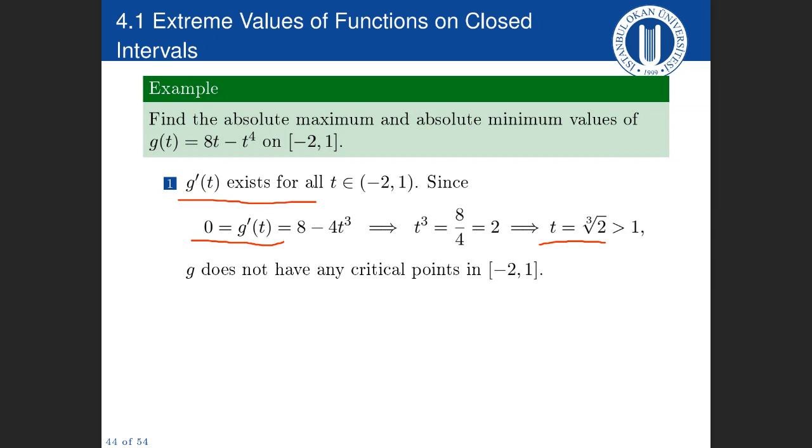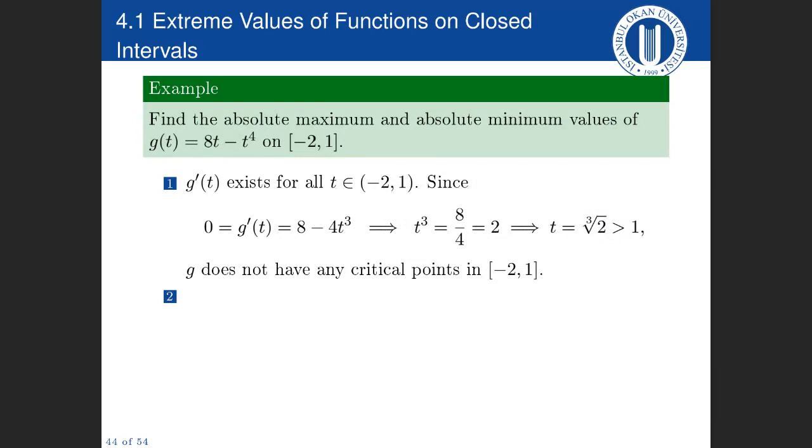But the cube root of 2 is bigger than 1. That means that the cube root of 2 is not in our domain. So we can forget about that. We don't need it. So in the closed interval from -2 to 1, there are no points where g prime does not exist, and there are no points where g prime is equal to 0. g does not have any critical points between -2 and 1.